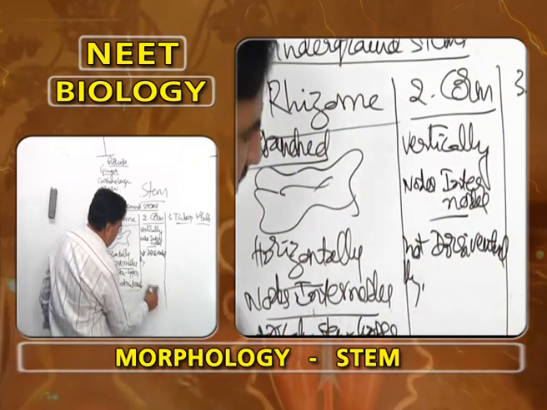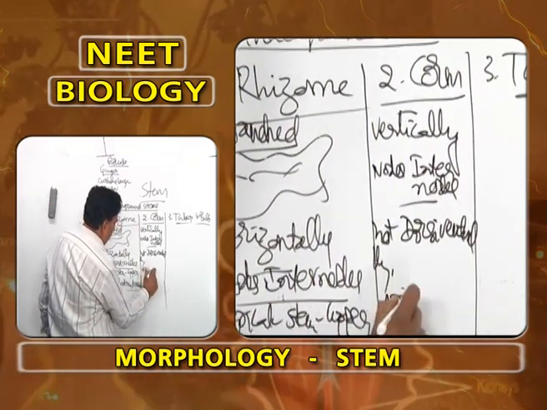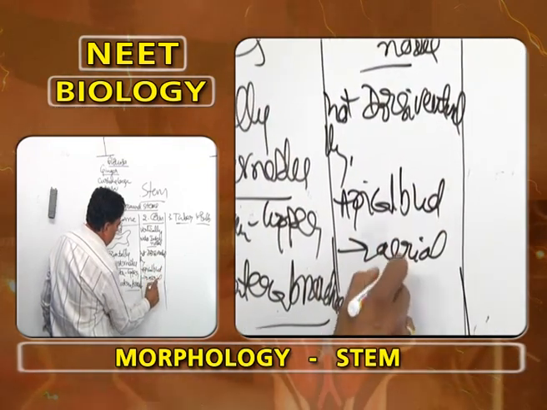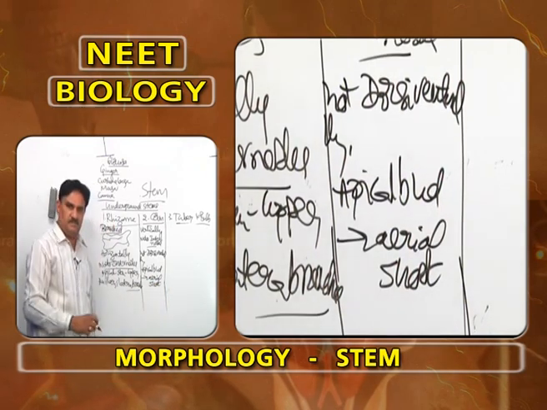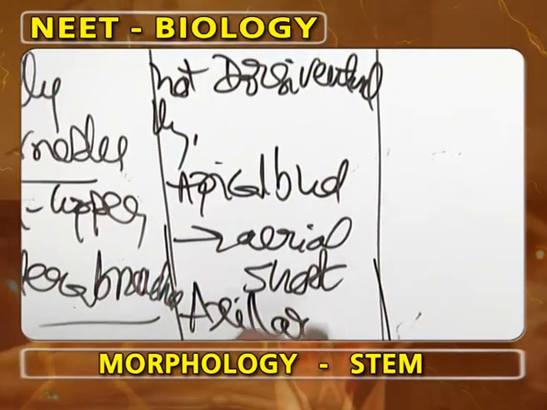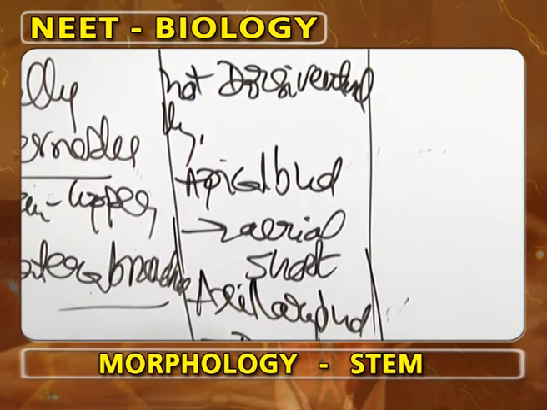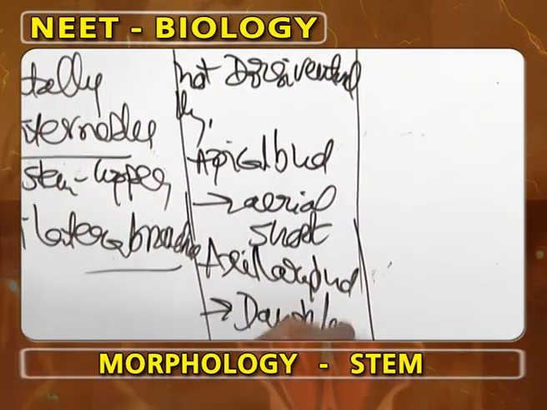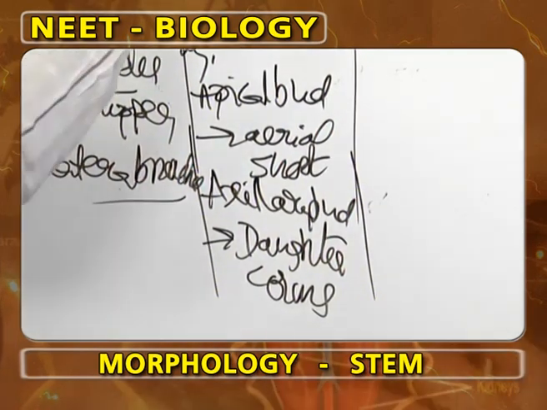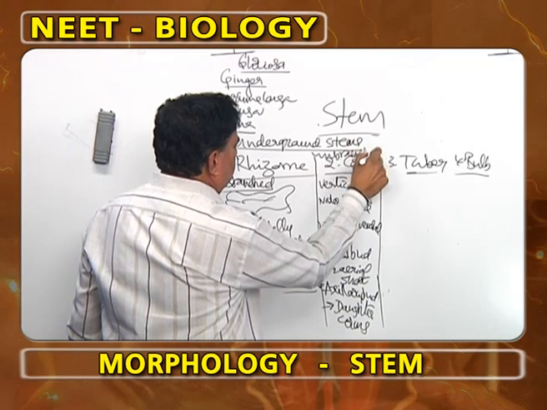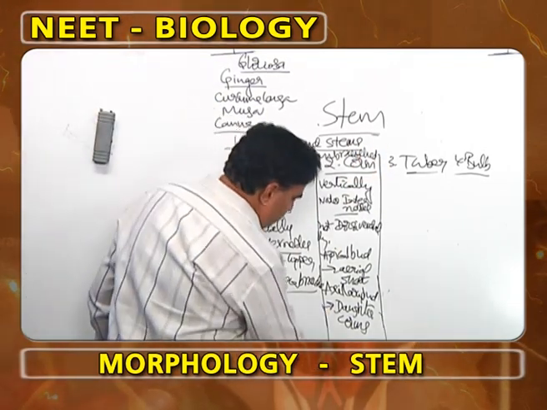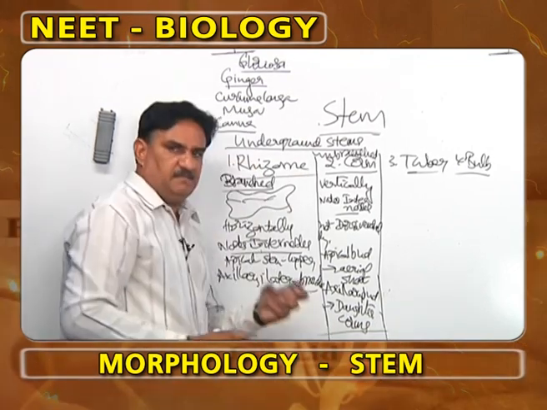In this culm, the apical bud is very, very large and produces aerial shoot. The axillary bud, instead of producing lateral branches, produces daughter culms. So, it produces daughter culms in the place of lateral branches. So, culms are unbranched. Rhizomes are branched.